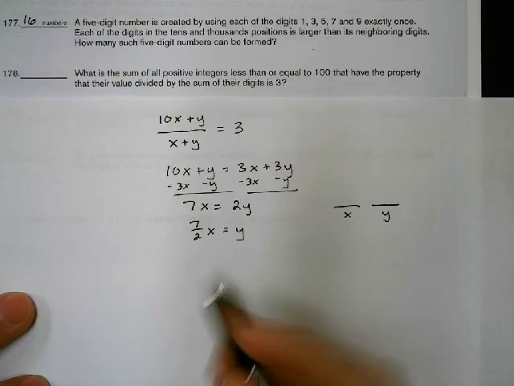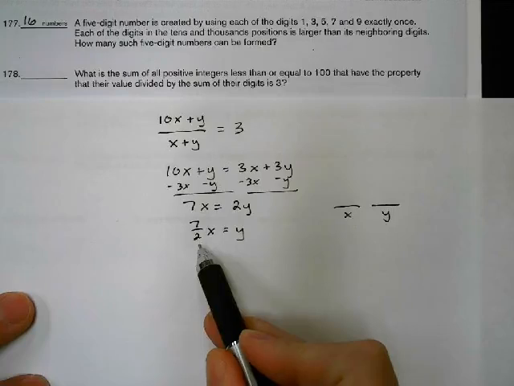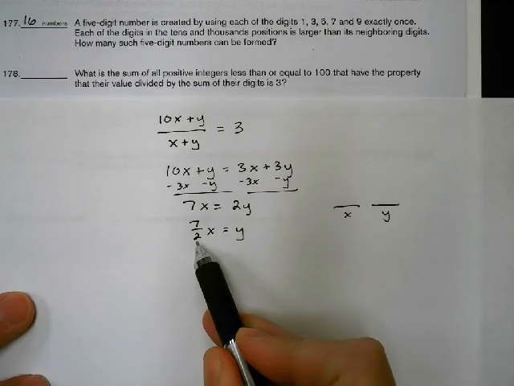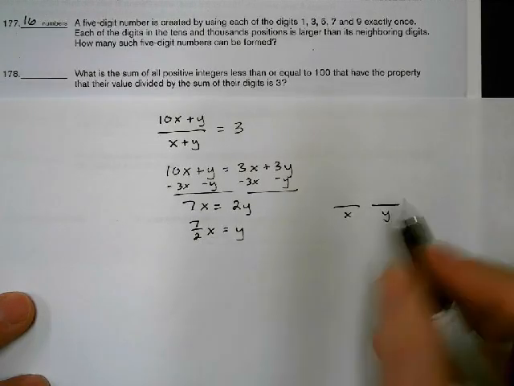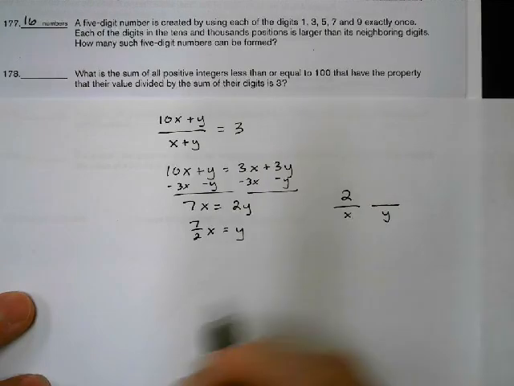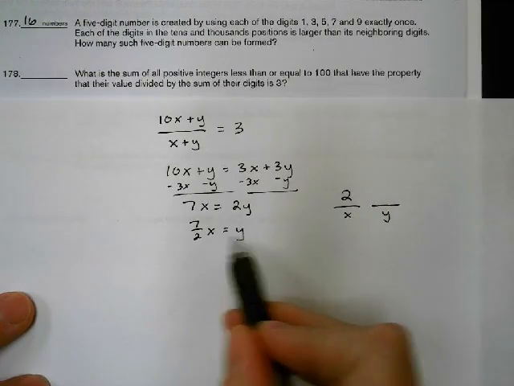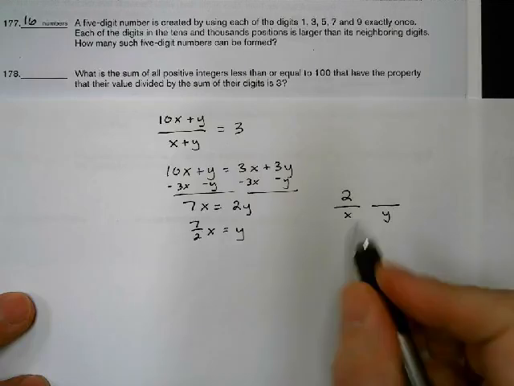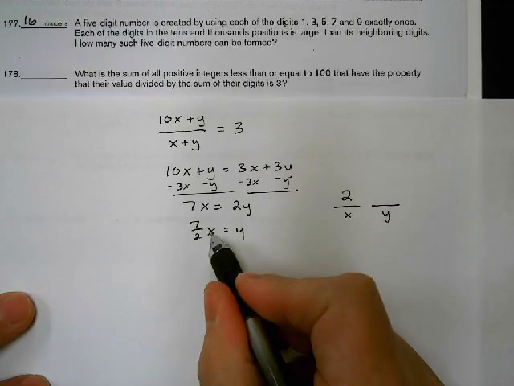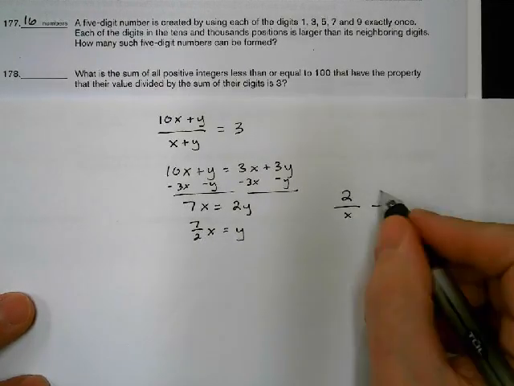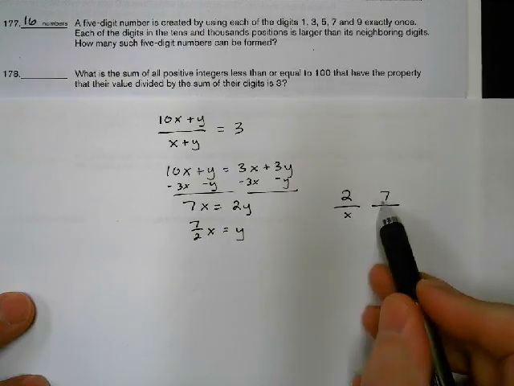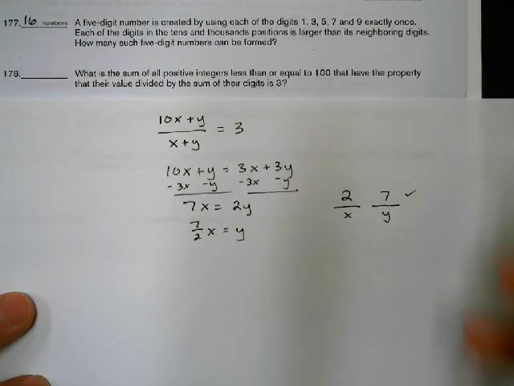So let's try plugging in 2. If I plug in 2, then I end up with 7 is equal to y. So I plug in 2, 7/2 times 2 is 7, so 27. Is that divisible by 3? Yes, that's one of my ones that work. This number has to be divisible by 2 to give us an integer value for y.